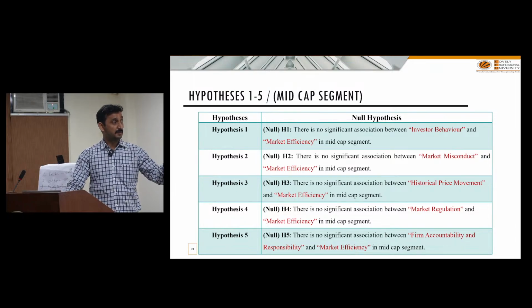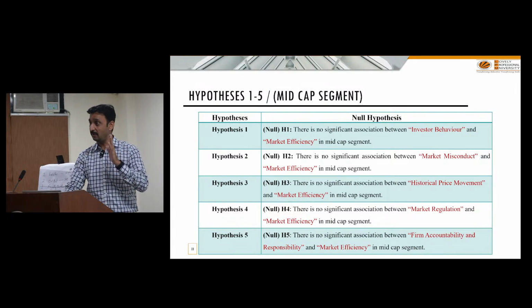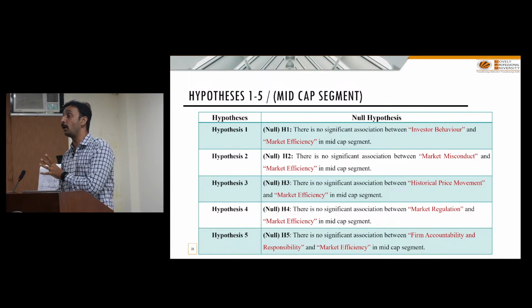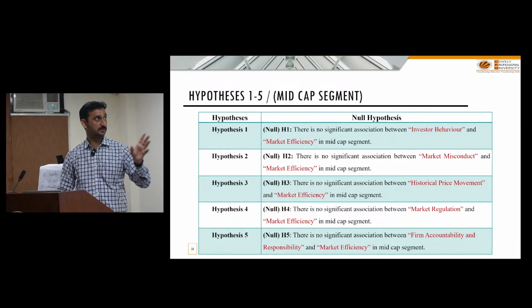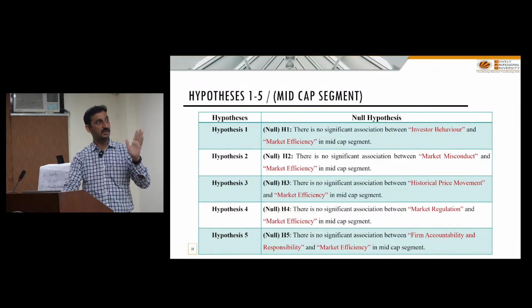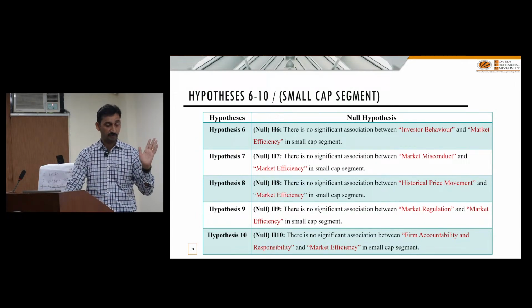Similarly, from hypothesis 6 to hypothesis 10, the same hypotheses are there, but specific to the small cap segments. So again it is specific to investor behavior, misconduct, historical price, market regulation, and firm accountability.